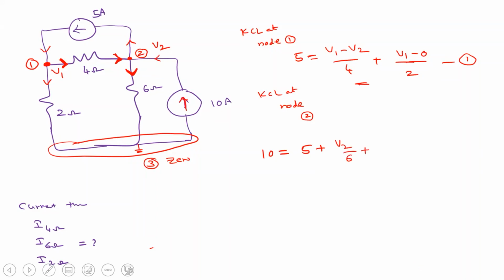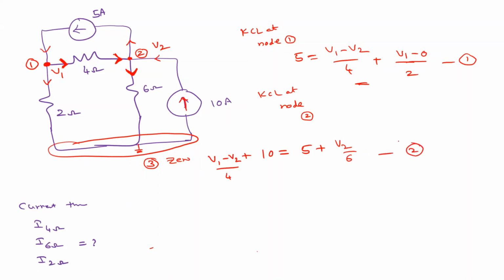Plus, what is the other incoming current? V2 minus V1 by 4. So that is the incoming current, right? Agree? Yes. Okay. So this is one way.